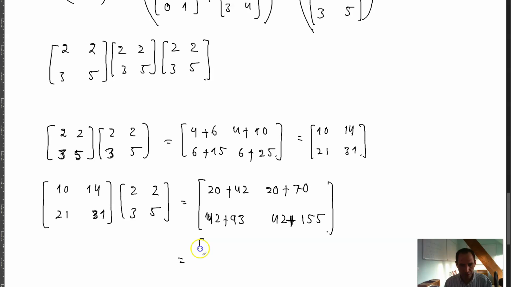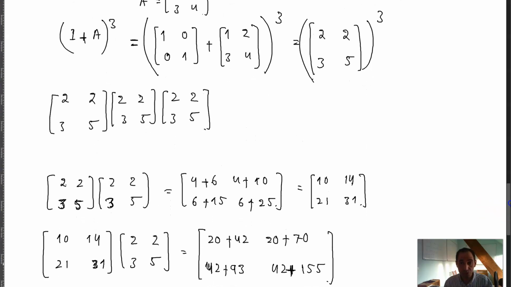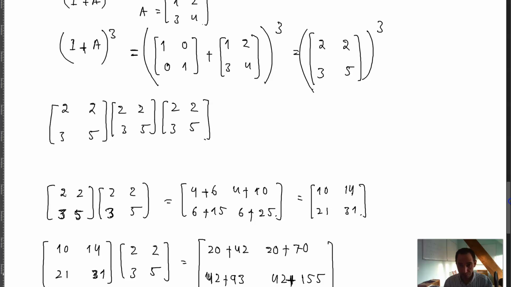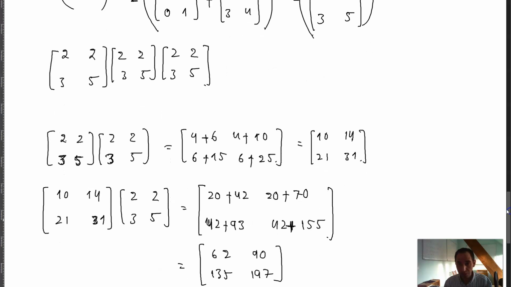And that is the same thing as 42 plus 20 is 62. That is 70 plus 20 is equal to 90. 42 plus 93 is equal to 135. And 42 plus 155 is equal to 197. That is basically A cubed, or better to say it's the same thing as 62, 90, 135, and 197.